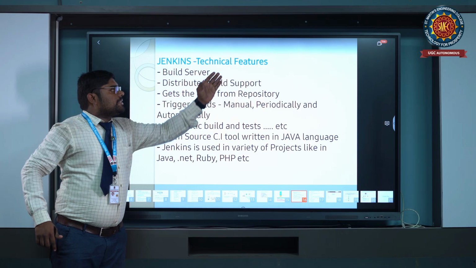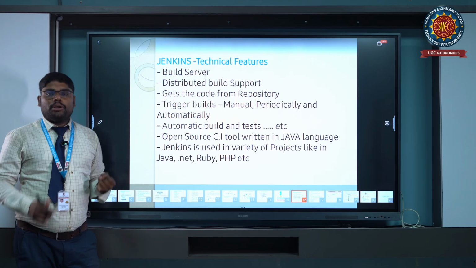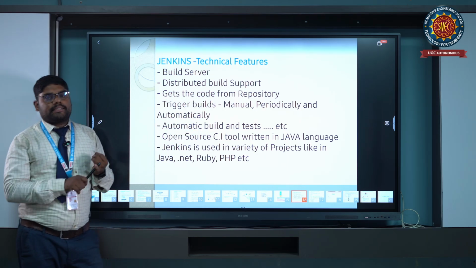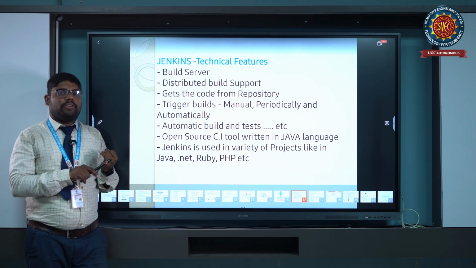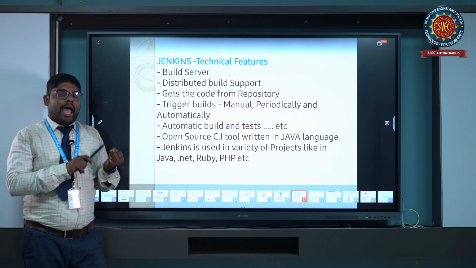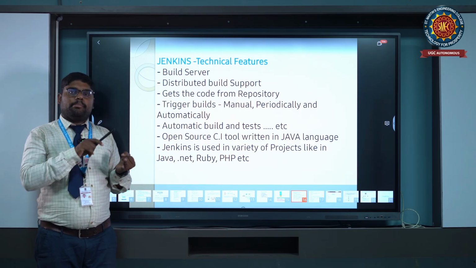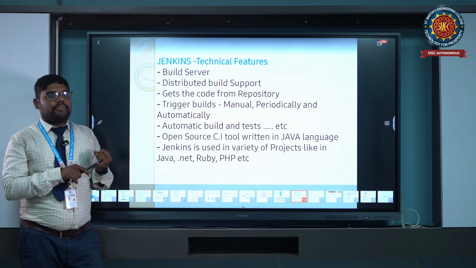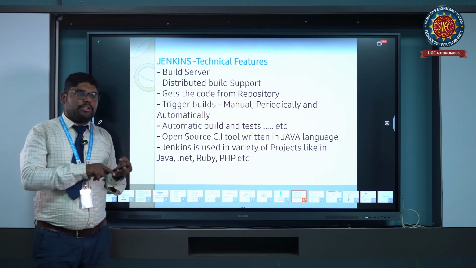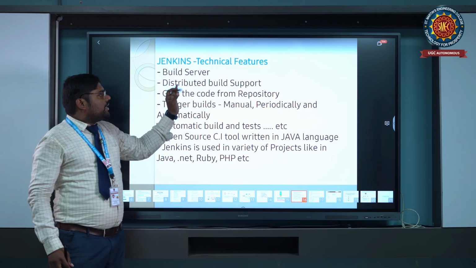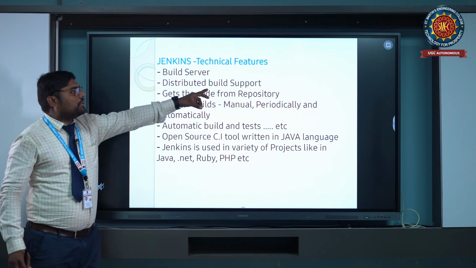Again, among the Jenkins technical features, I have first the Jenkins build server and master-slave servers. For example, we can create the master server in Jenkins. Then we can build the application on slave machines. The application is stored only on the slave machines. Then they have the build server and distributed build support.